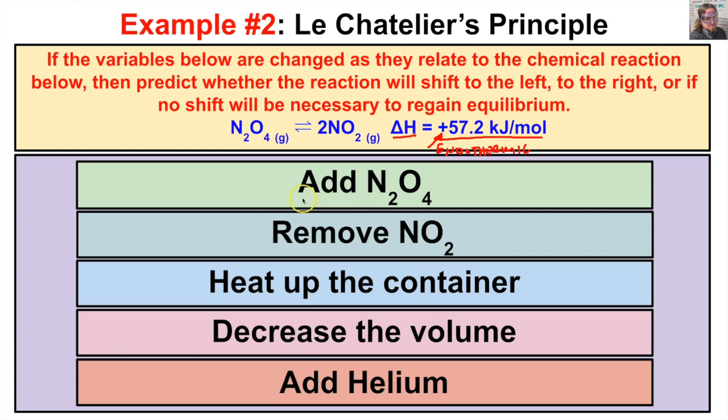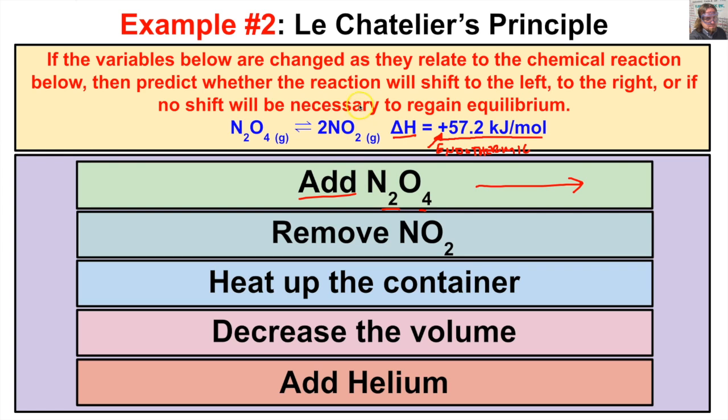So this first one says, what if we add N2O4? If we add N2O4, if we add more reactant, according to Le Chatelier's principle, the chemical equilibrium will shift away, or to the opposite side, so as to achieve equilibrium. So if we're adding more reactant here, this chemical equilibrium will need to shift to the right in order to regain equilibrium.